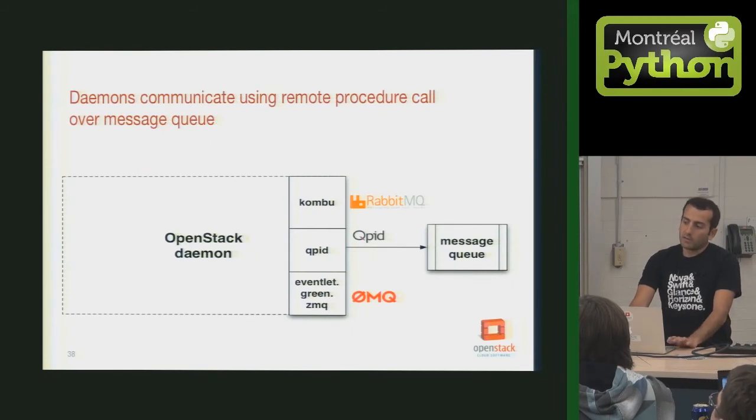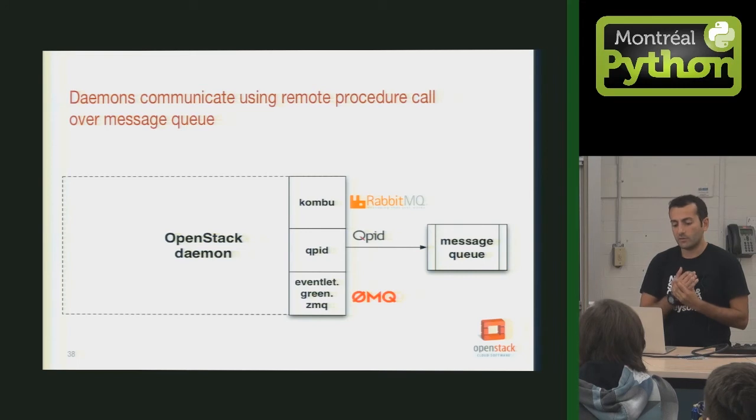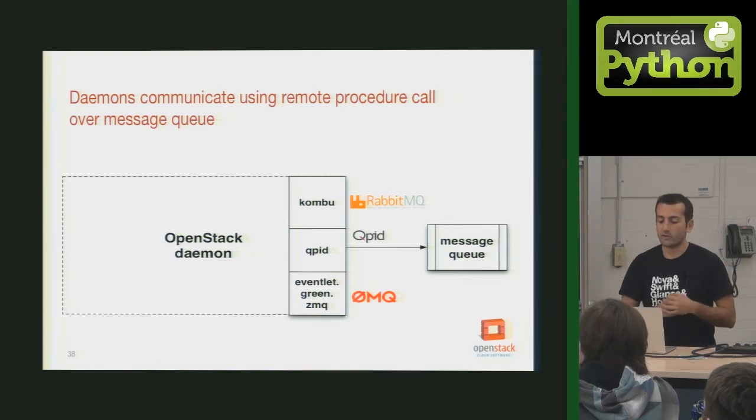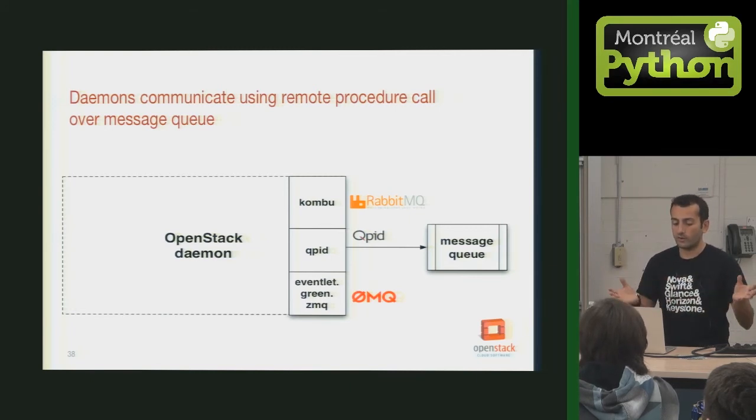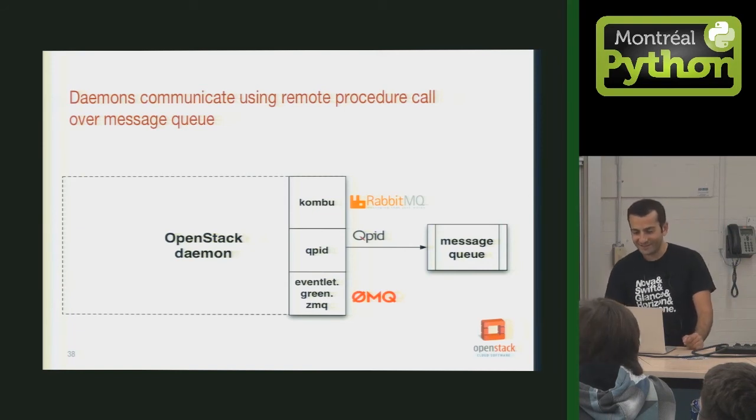Daemons communicate with each other using RPC over a message queue. All the OpenStack services use a message queue to communicate with each other. So we have an abstraction library called Oslo Messaging. That's an abstraction layer that we use for communicating with different queues. We have different queues on different systems. Red Hat prefers to use Qpid. On Ubuntu they prefer to use RabbitMQ. So yeah, potato, potato, whatever you want to choose, you choose it.